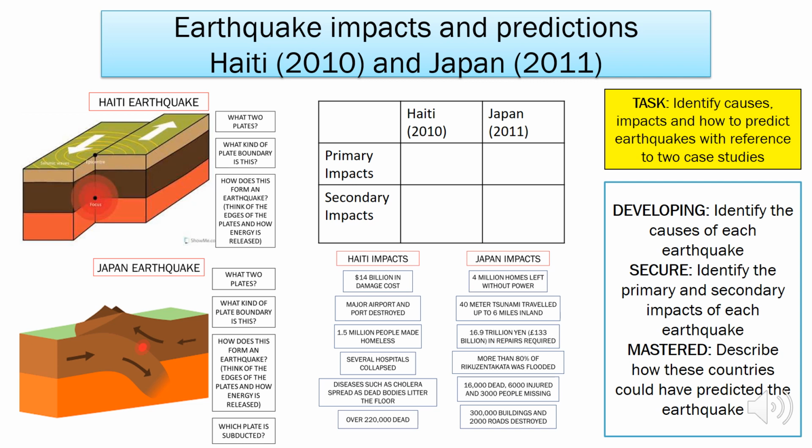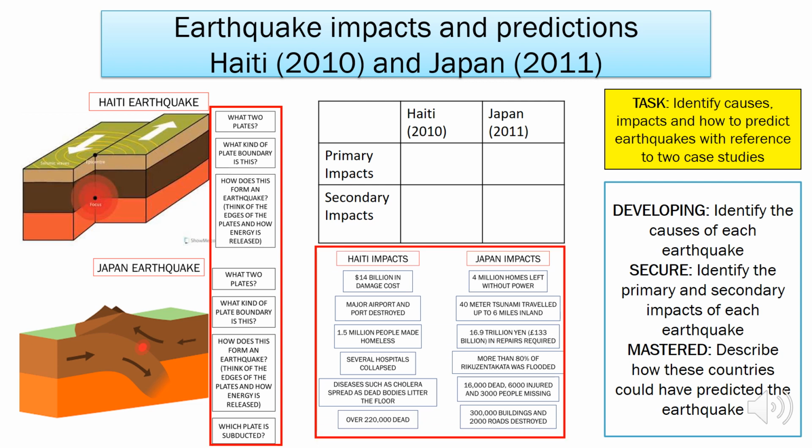Again, these are on the screen for you to complete at the level that matches your MG. Each of the questions for the developing task are outlined here for you. There are 3 for Haiti and 4 for Japan. And there are also the primary and secondary impacts for Haiti and Japan highlighted on the screen again for you. It is your job to sort these out into the correct column of primary and secondary impacts. So you can pause the video, complete the task that matches your MG level, and upload a picture of the causes for each earthquake, and you complete a table of primary and secondary impacts onto class charts.